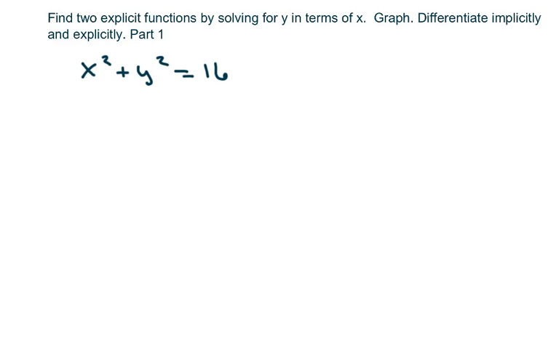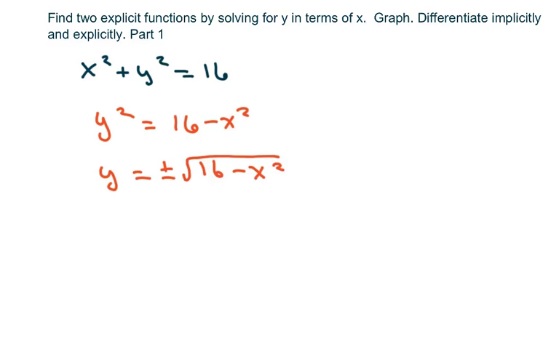Everyone. We're going to differentiate this function both implicitly and explicitly. So the first thing we're going to do is find two explicit functions for solving for y in terms of x. So I'm just going to write this as y squared equals 16 minus x squared. I take the square root of both sides. You get plus or minus the square root of 16 minus x squared.